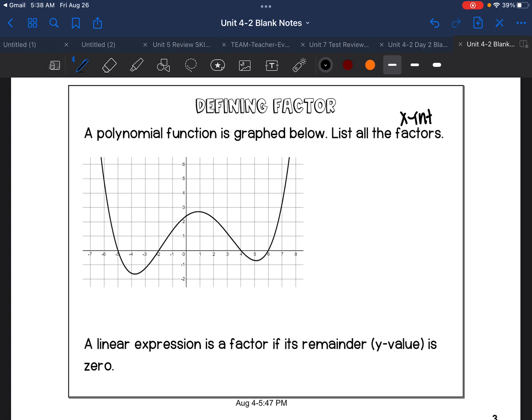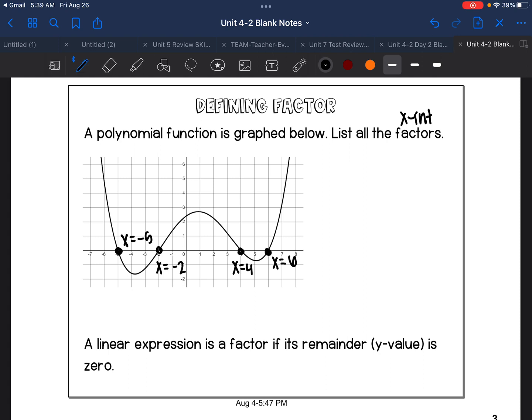So the first thing that we're going to do is put a point at each x-intercept on our graph, and label them. So this would be x equals -5. This would be x equals -2. This would be x equals 4. And this would be x equals 6.